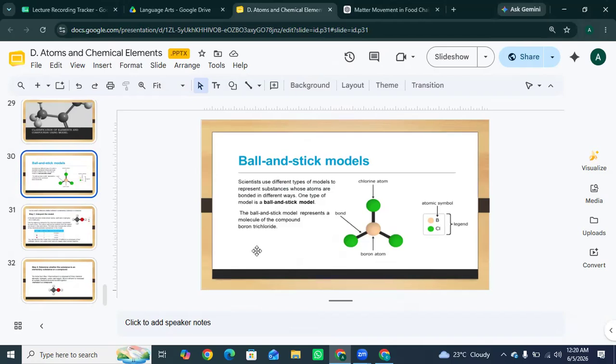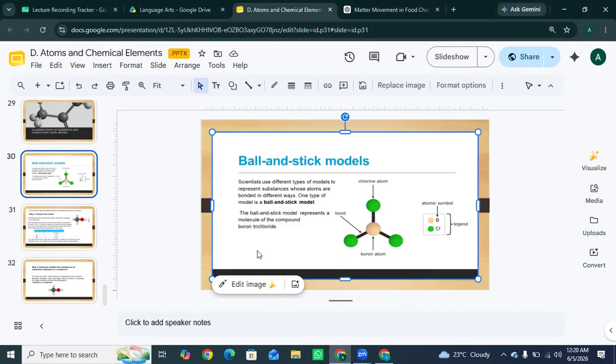So, ball and stick models. Scientists use different types of models to represent substances whose atoms are bonded in different ways. One type of model is the ball and stick model. As I have told you in the previous slides, the ball and stick model represents a molecule of the compound boron trichloride. Okay?